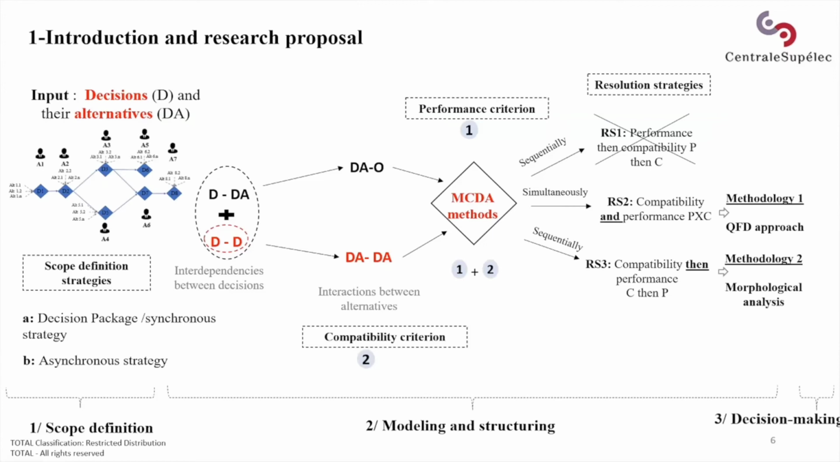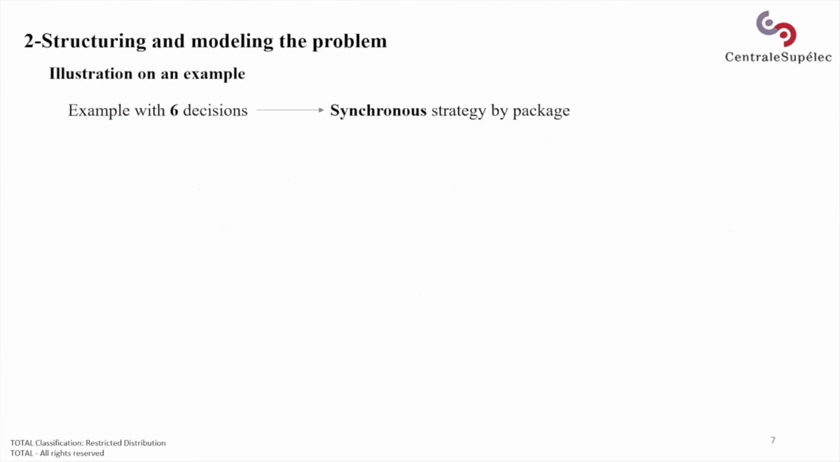Finally, we need to select and use a multi-criteria decision approach, our originality being to consider compatibility and performance. This aspect is not detailed here, since it corresponds to the current phase of the research. So, the focus of this presentation will only be on the second part of the process, the structuring and modeling of the multi-decision problem. The technical basis of this part will be visually illustrated with an example of 6 decisions from the OI context. We suppose here that we have chosen the decision package strategy, but this choice is not significant here. Indeed, whatever the scope definition strategy, the methodology for proposing recommendations will always be the same.